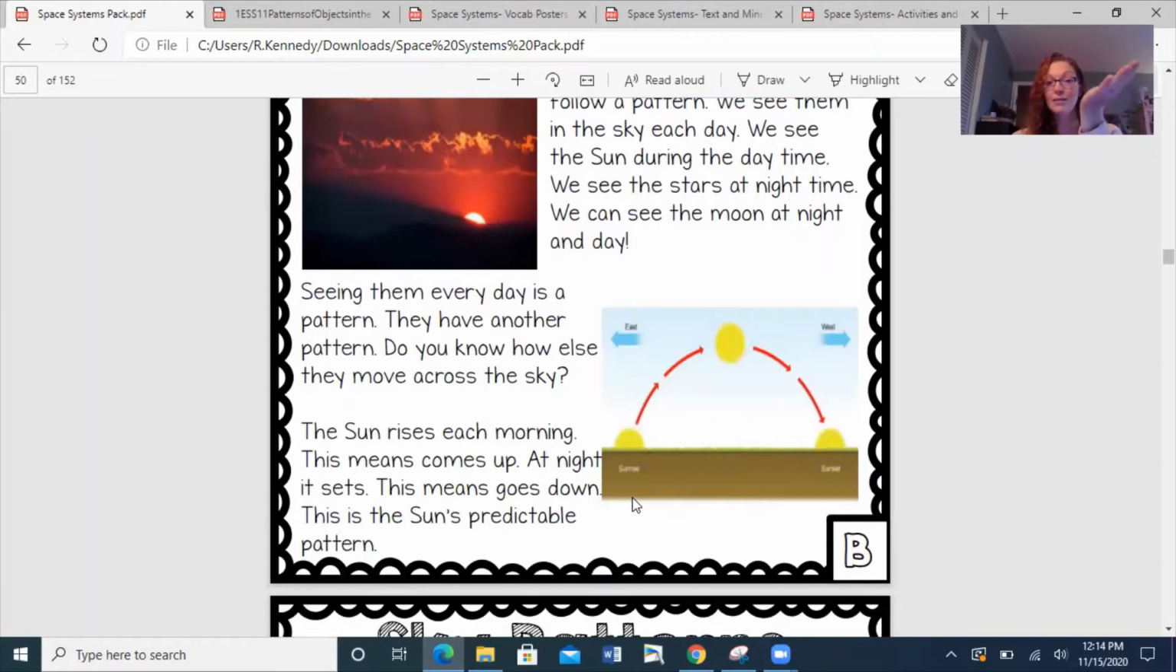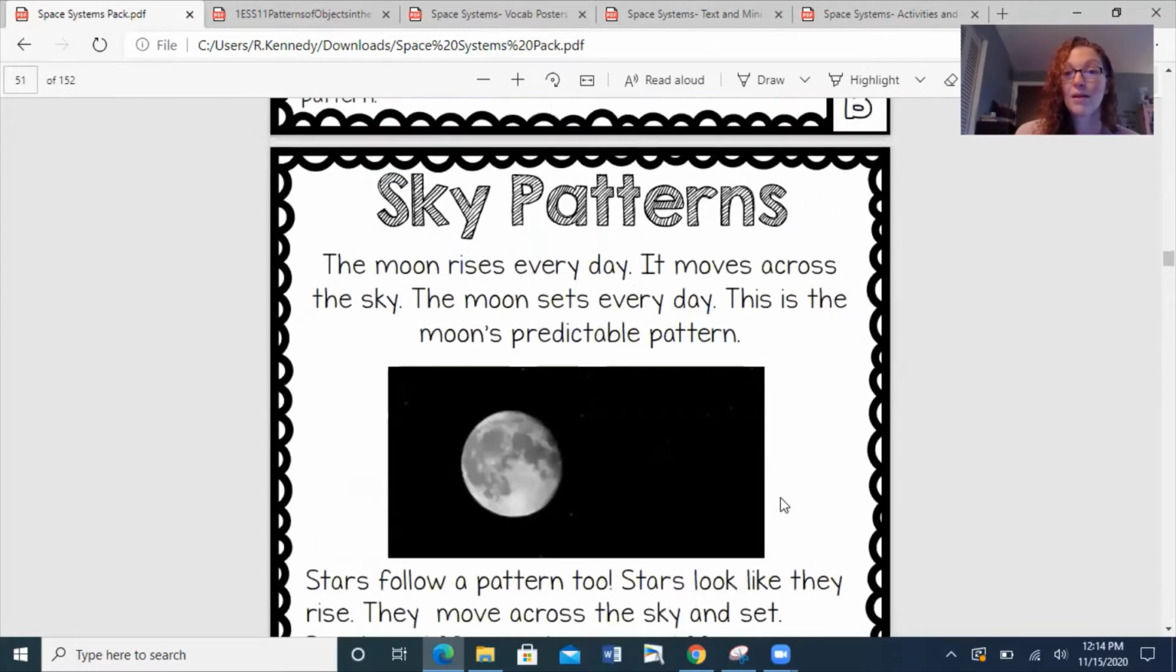The sun rises each morning. This means come up. At night, it sets. That means go down. This is the sun's predictable pattern. Up and down, rise and set, rise and set. Nice job. The moon rises every day. It moves across the sky. The moon sets every day. This is the moon's predictable pattern, right? Rise and set, rise and set, rise and set.